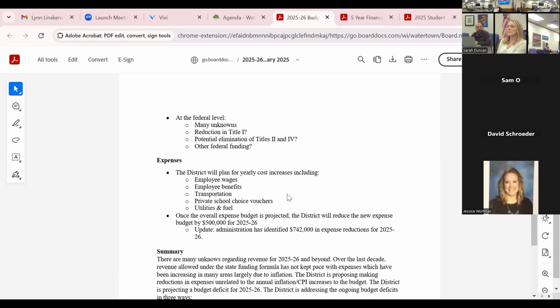We talk about it all the time, but also we have statutory requirements as far as employment. Employment decisions have to be made by April for certified staff, so there is no way to change that for 25-26. That's the law.